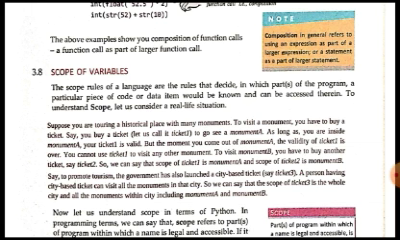For example, local scope means that a variable which is defined inside any function can be accessed only inside that function. As soon as we come out of that function, the variable which was declared inside the function will not be accessible outside the function. That is known as the local scope.